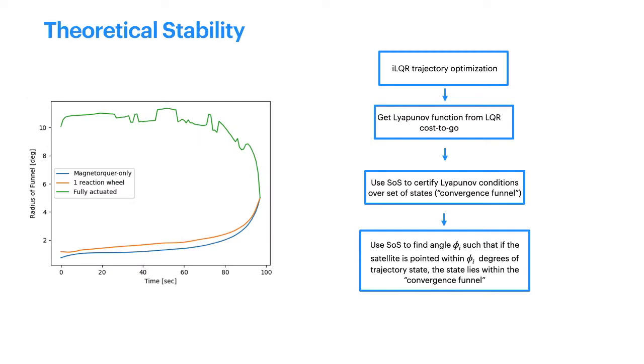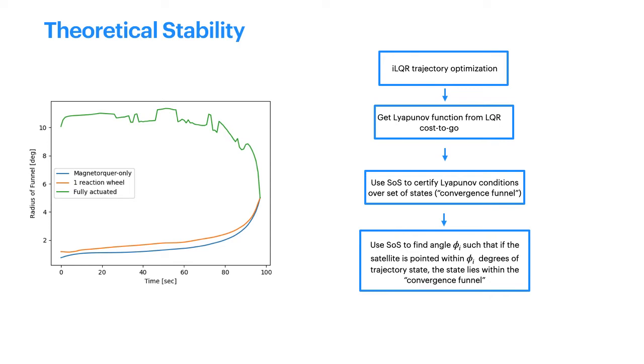Next, I used two sets of sums of squares optimizations in Drake to find an angle phi such that if the satellite is pointed within phi degrees of the trajectory state at time step i, there is guaranteed to be less than 5 degrees of pointing error at the end of the trajectory.